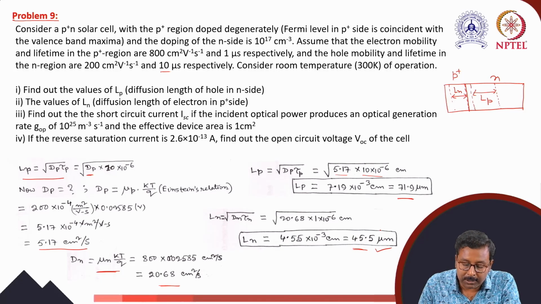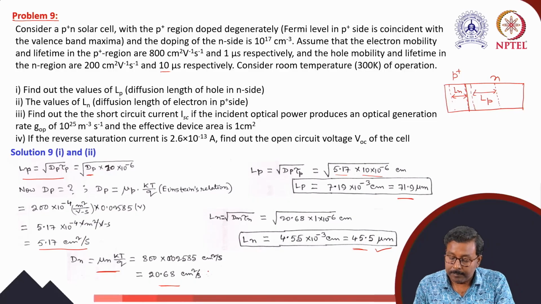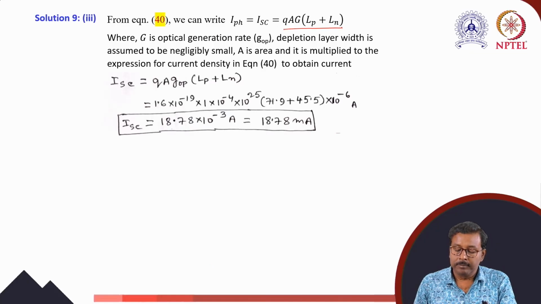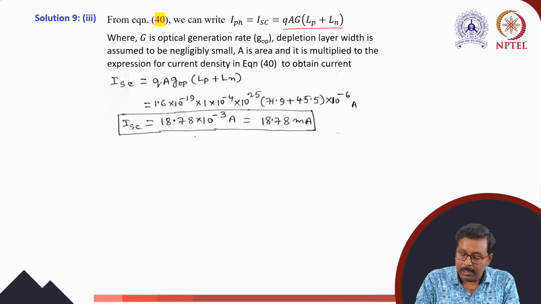The first and second parts are completed. Find out the short circuit current Isc if the incident optical power produces a generation rate of 10 to the power 25 per meter cube per second. In the same way, short circuit current Isc is equal to q times area into G into Ln plus Lp plus W. W you can neglect. Putting this value, Isc will become 18.78 milliampere.